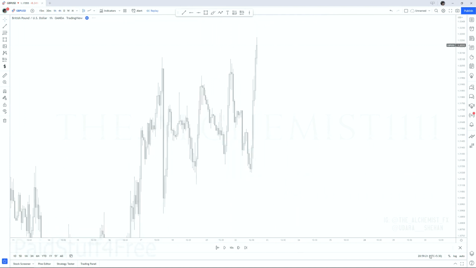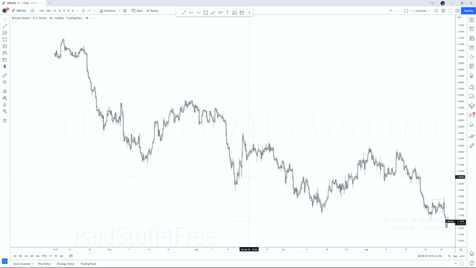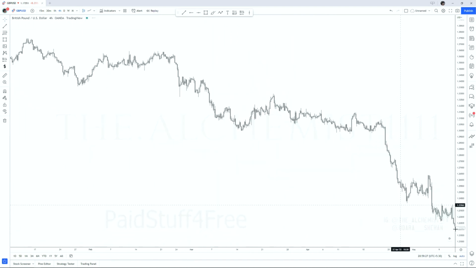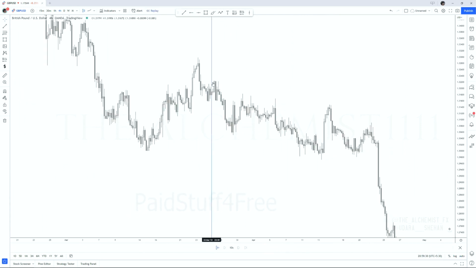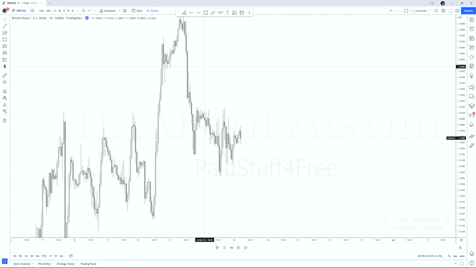Let me show you some more. Same exact setup again and again. Look at this one. This was very clean. Look at this liquidity. You can see this, right? Equal highs.